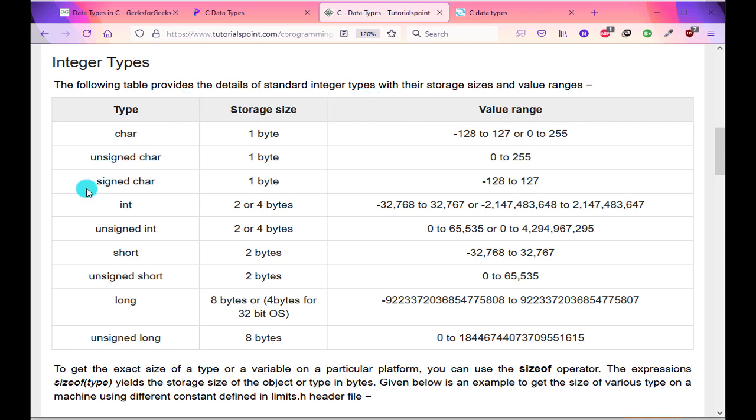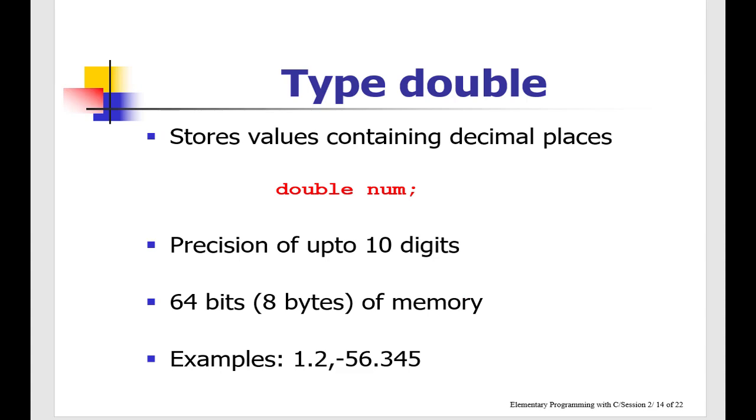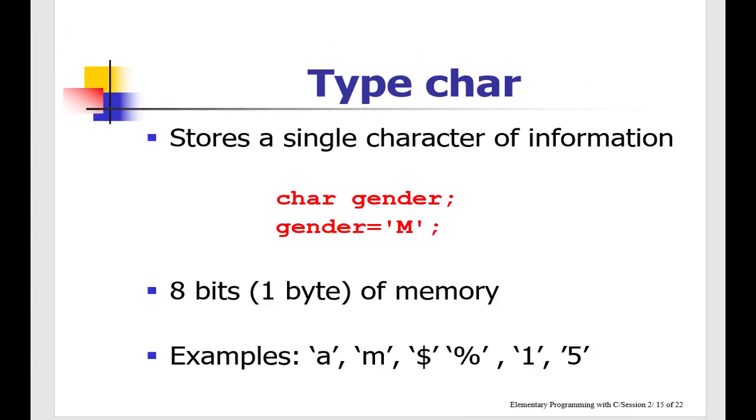We move on to the next one, which is type char. Type char stores a single character of information. For example, char gender is equal to 'M'. And in C, the char data type is usually enclosed in single quotes. Please note that. It usually takes up 8 bits or 1 byte of memory. Examples are A, M, dollar, %, 1, and 5.